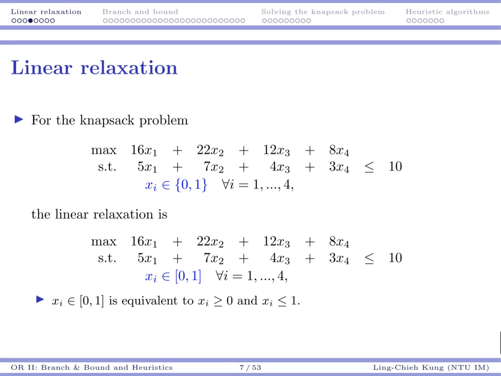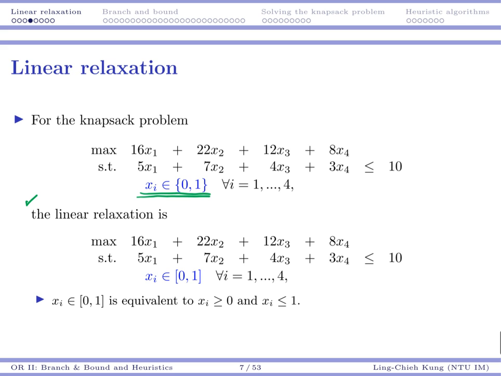So similarly, suppose we have a knapsack problem where we have 4 items to choose from. The knapsack capacity is 10, and the weights are 5, 7, 4, and 3. We need to pick a few items to make sure that we don't exceed the knapsack capacity, and we want to maximize the total revenues, values. Originally, it should be binary decisions. So all your xi are binary.